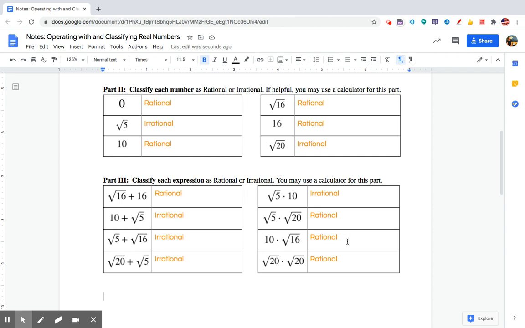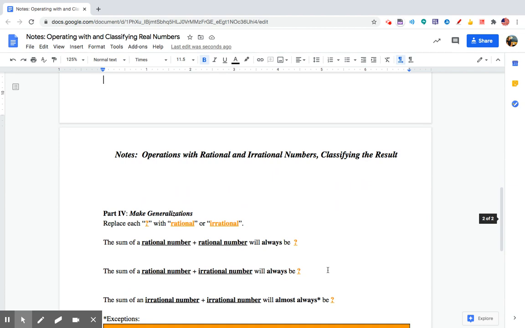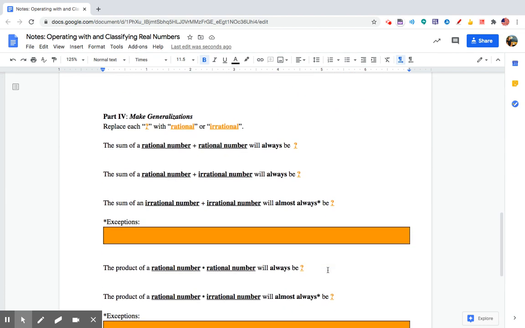That makes sense that it's rational. Turns out the square root of some number times the square root of the same number will be the number. So the square root of 20 times the square root of 20 will be 20, which will be a rational number. All right, now that we've done some specific examples, let's go on to the next part, which is generalizing.